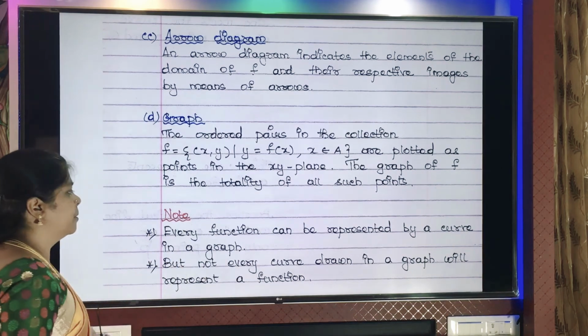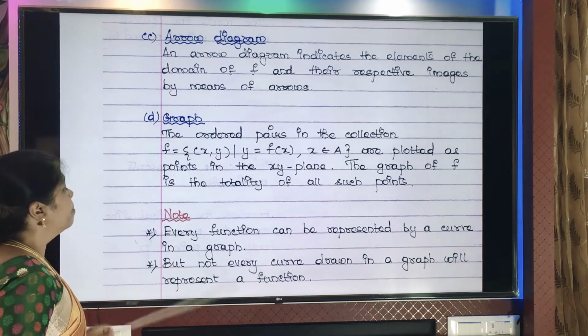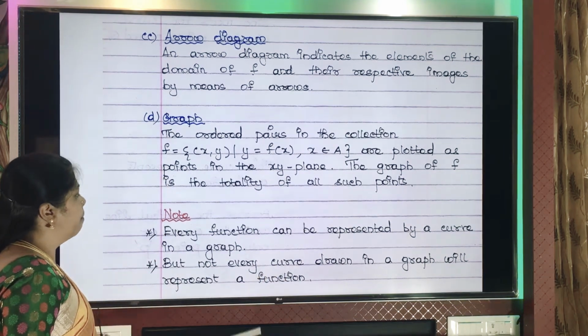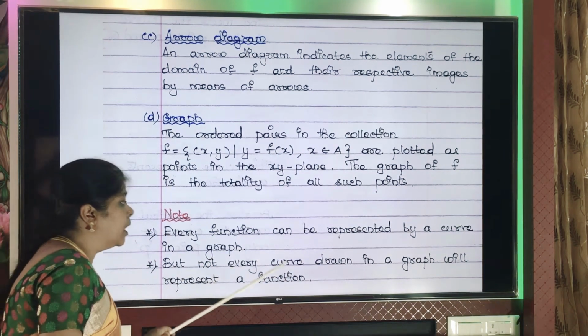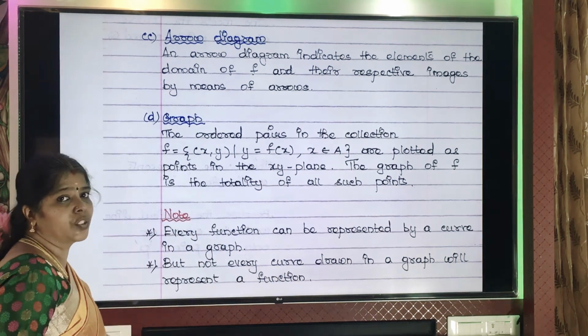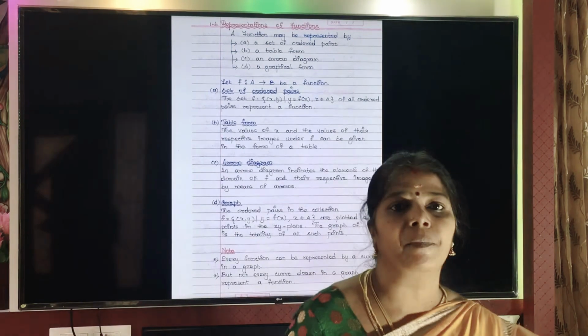There is a note here. What does it say? Every function can be represented by a graph, but not every curve drawn in a graph will represent a function. So what does it say?